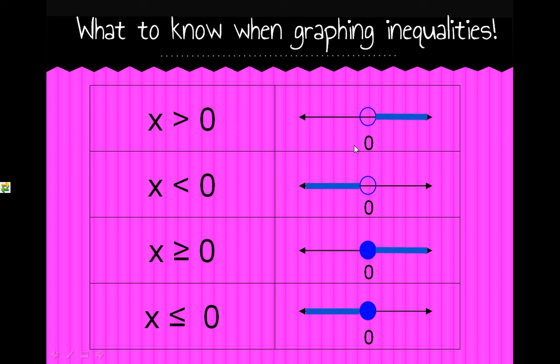Same thing with x is less than 0. You do not include 0, but you're going to shade everything to the left because x is everything less than 0. Negative 1,245,000. Whatever you want it to be.